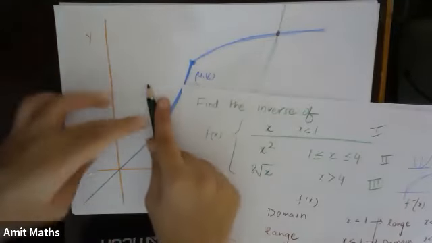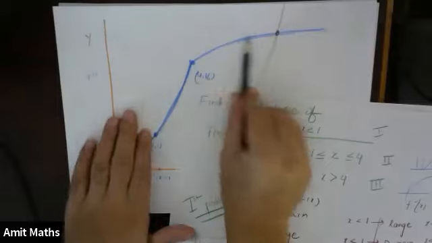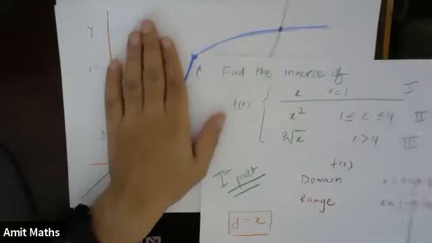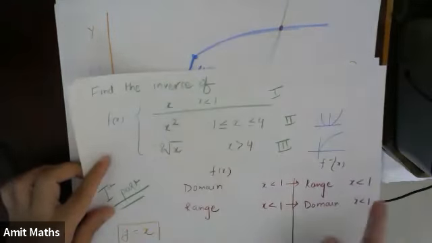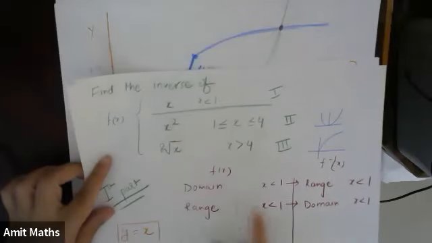This is the first part till here. Second part is till here, and the third part is after this. Understood? This is the third part. So what we have to do, we have to find the inverse of each domain separately.